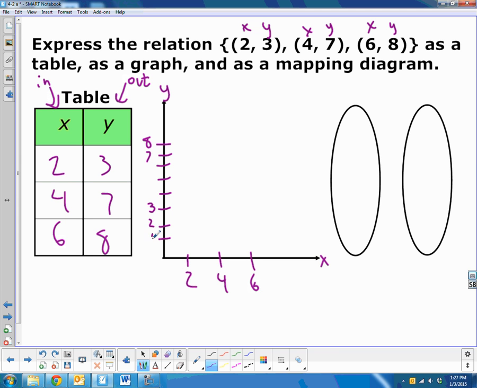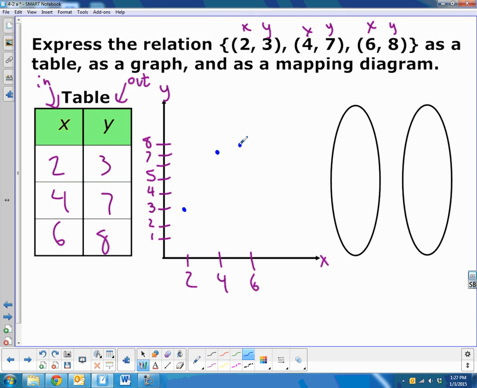What the heck, I'll put them in. Why not? 4, 5, there we go. And now I'm going to plot those points. So 2, 3: 2 goes in, 3 comes out. 4, 7: 4 goes in, 7 comes out. And 6, 8. So 6 goes in, 8 goes out.